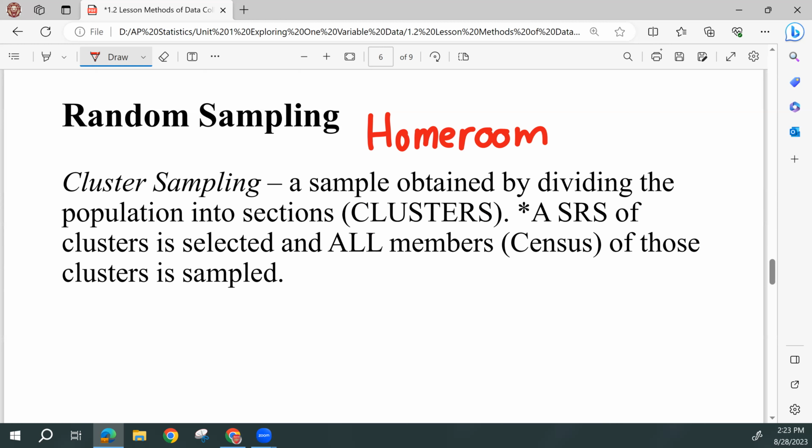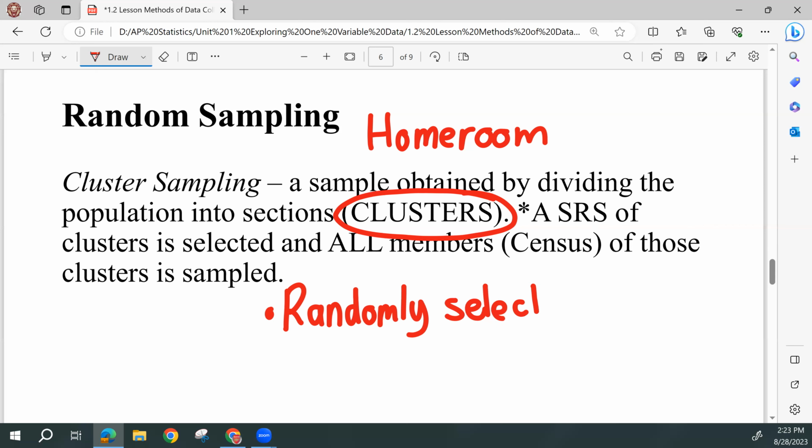Sometimes we have classes like AP classes, IB classes, language learner classes, classes that have extra supports, and we have all those classes during homeroom. So we think that we probably have kids of all ages in there. And so what we could do, each homeroom would be considered a cluster. We would randomly select clusters.